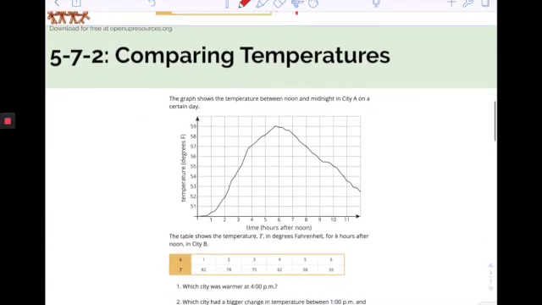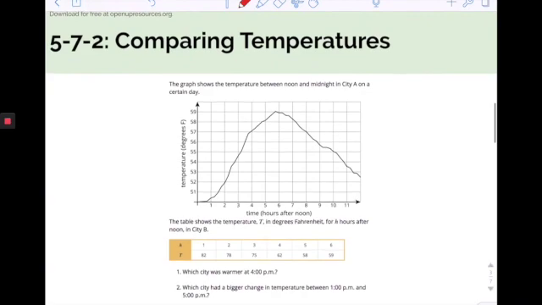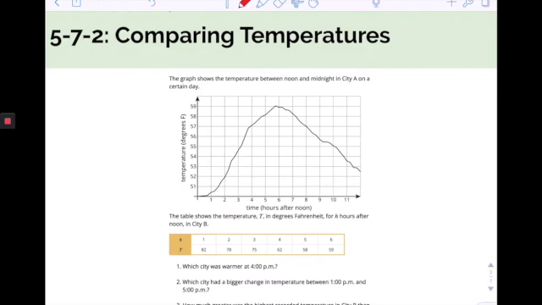So let's look at these 2 different ways of representing comparing temperatures. Now, it's important that you understand this refers to city A and this refers to city B. Okay, so the graph is for city A and the table is for city B. Take a couple minutes and answer those 3 questions based on the graph of city A and the table for city B. So which city was warmer at 4 p.m.?